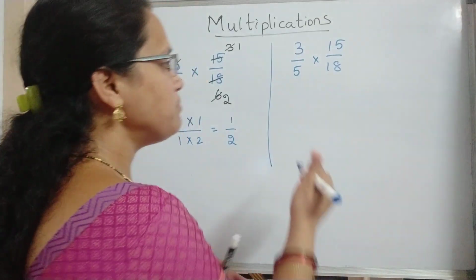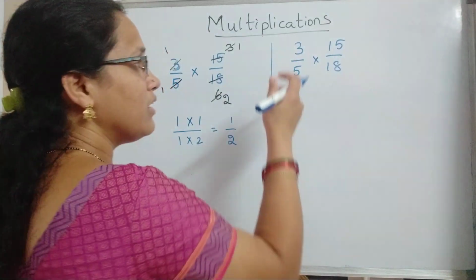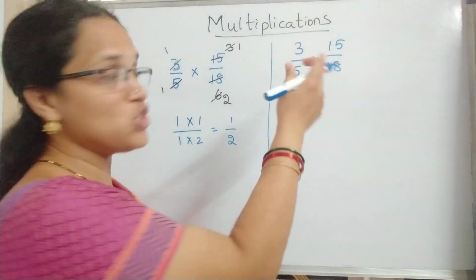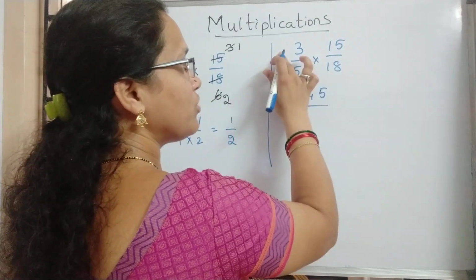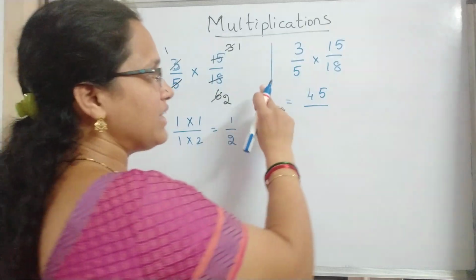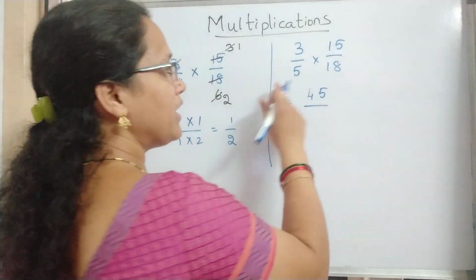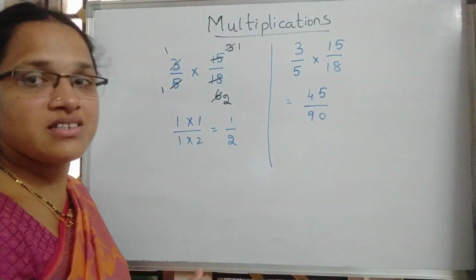For some children, until they understand the cancellations properly, they can use this method, multiplying first the numerator. 3 times 15 is 45. That means multiply numerator with numerator and then denominator with denominator. So it becomes 90 here. 5 times 18 is 90.